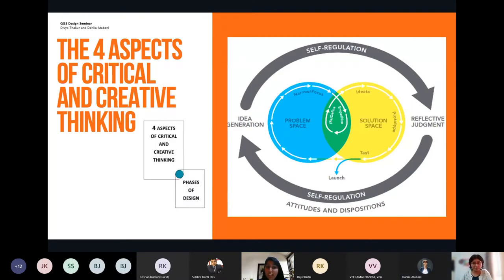So let's talk about the four aspects of critical and creative thinking skills and how they intersect with the phases of the design. If you see this figure, the four aspects of critical and creative thinking skills here are idea generation, which we are implementing in our design cycle, and that is the first phase of our criteria A. Then self-regulation, reflective judgment, and attitudes and dispositions, which we are going to talk about in detail later on. In between, you can see written: narrow focus, problem space, define, empathize, ideate, prototype, and test. These are the phases of our design cycle, as all of you know. We will be focusing more on the four aspects of critical and creative thinking skills and how they intersect with the phases of design in our MYP design cycle.